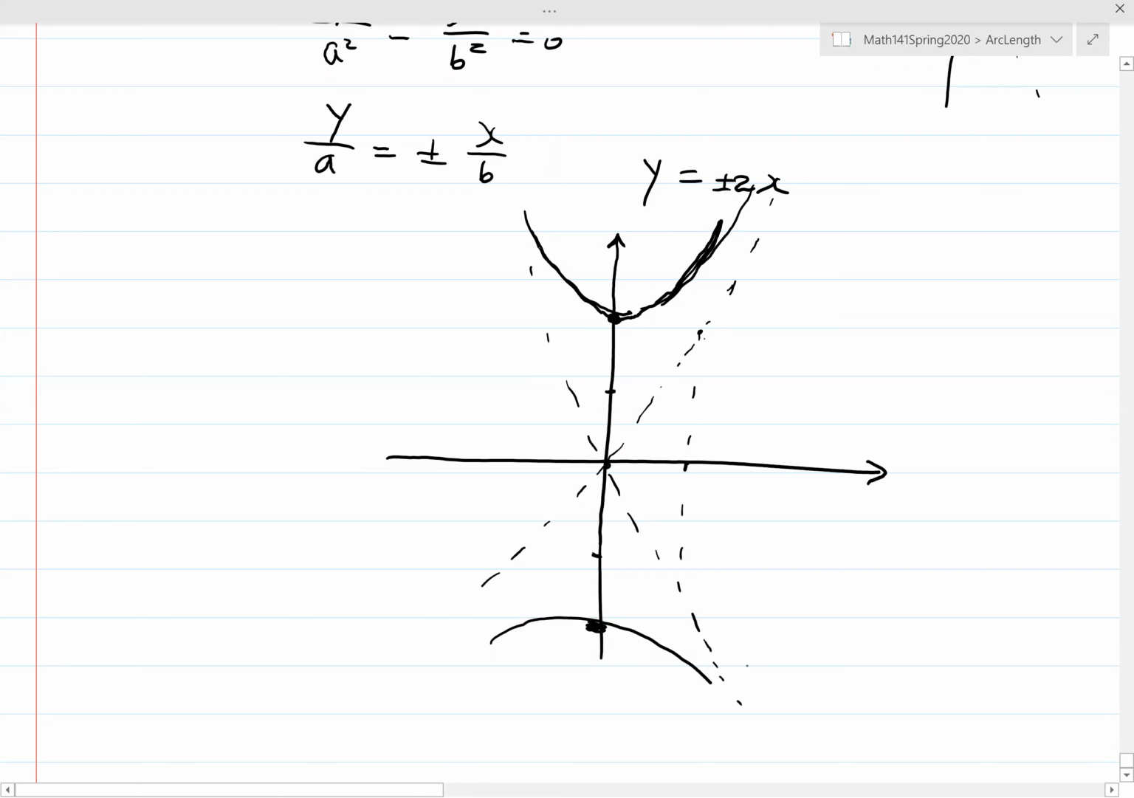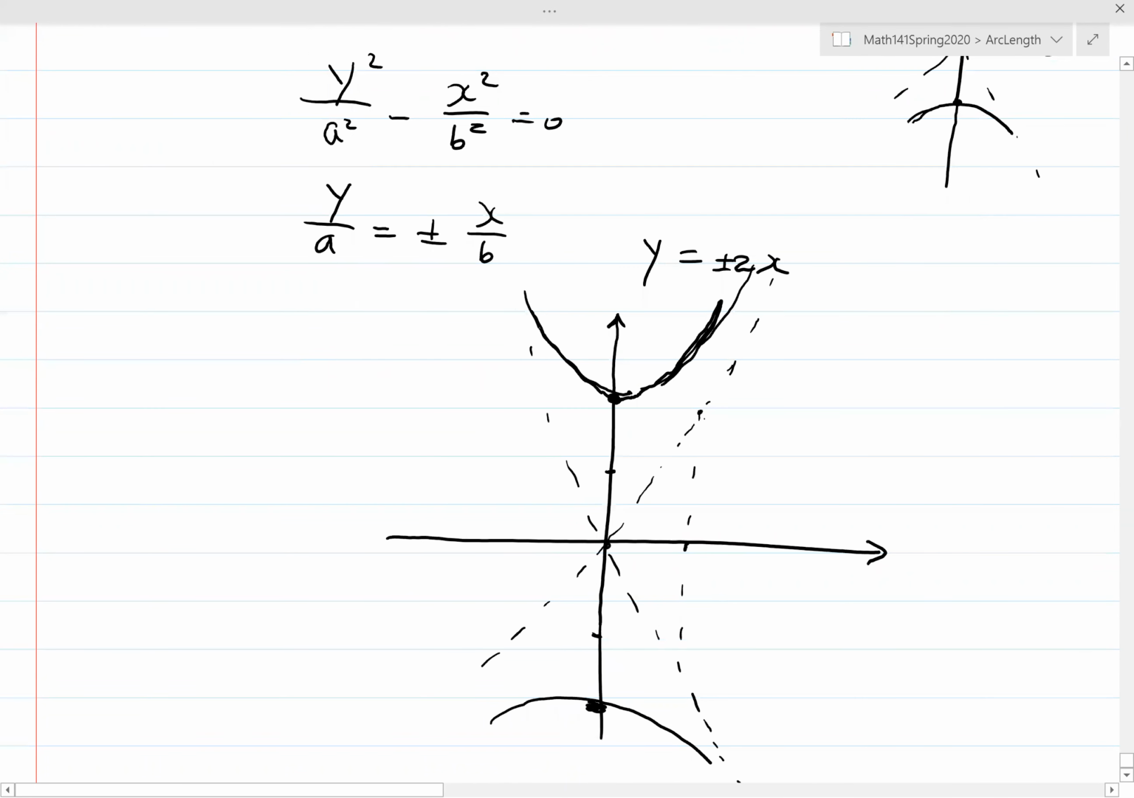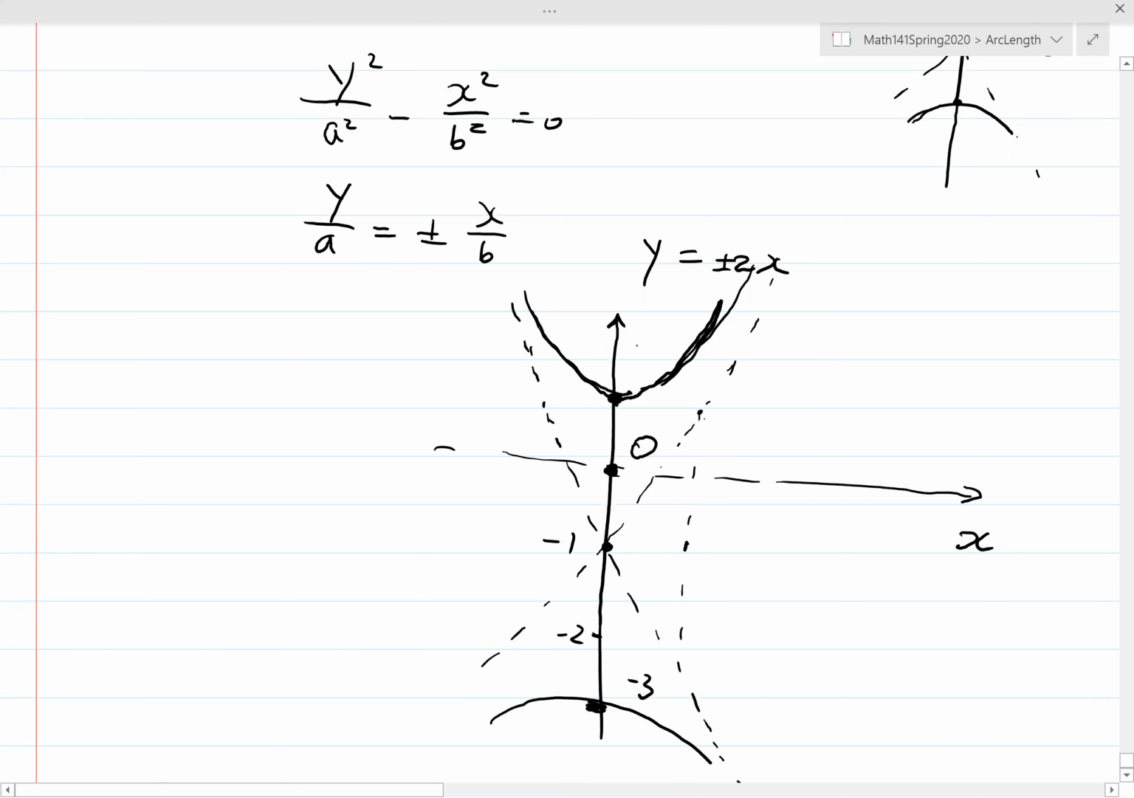Now we translate the thing downward by 1. You can translate the graph, or you can translate the coordinate. The easier way is to translate the coordinate. Translate this coordinate upward by 1. So this will be 0. Then you get this curve. This is -1, -2, -3. This will be 1. Then we're done for this curve.